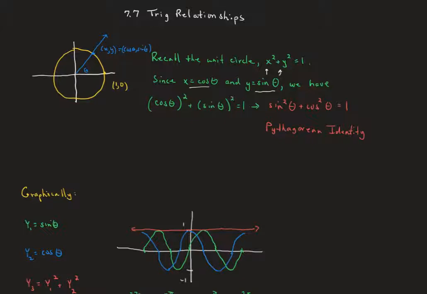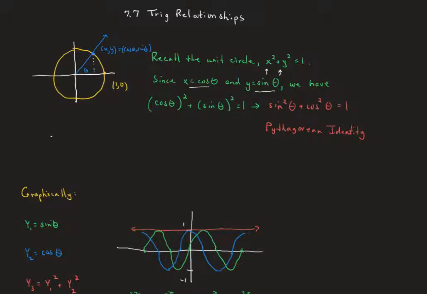So we have an efficient way of writing sine squared and cosine squared. Instead of having to use the parentheses, we can put the exponent 2 above the n so that we know that we're taking the sine of theta first and then multiplying that result times itself. And this we call our Pythagorean identity, because as you can see, it is really just coming from the Pythagorean theorem.